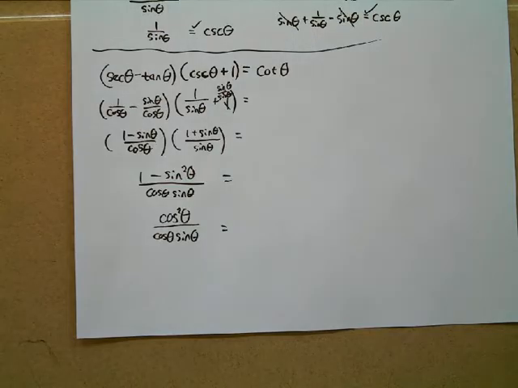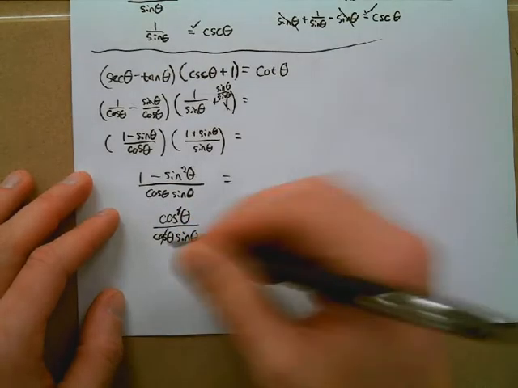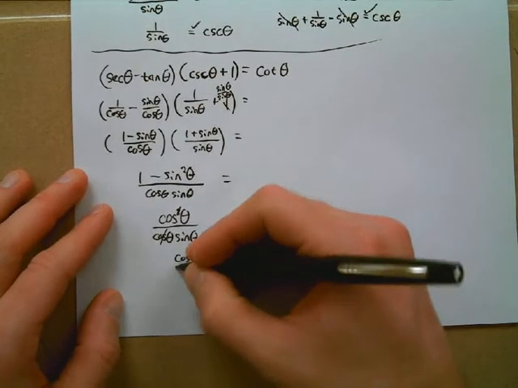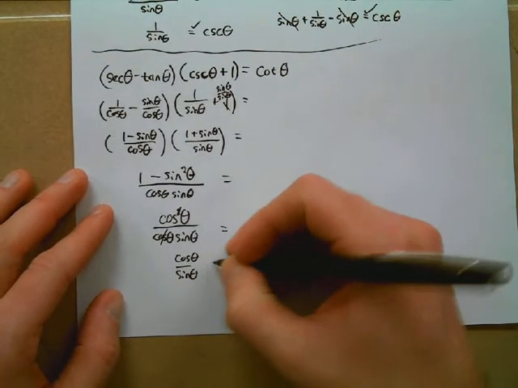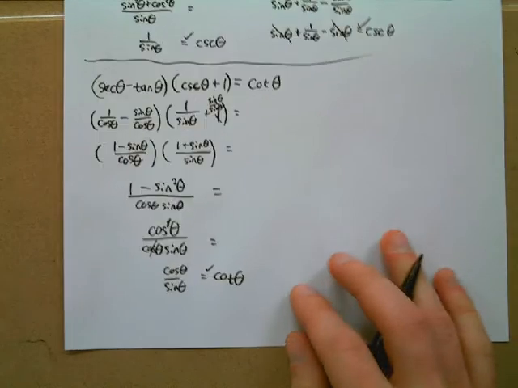The cosine theta cancels there. We're now left with cosine theta over sine theta, which is cotangent theta. We got it. Okay, there it is. Okay, so we verified it is true. All right.